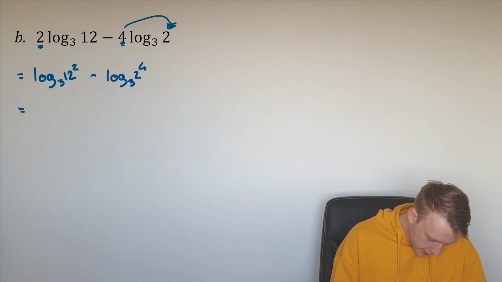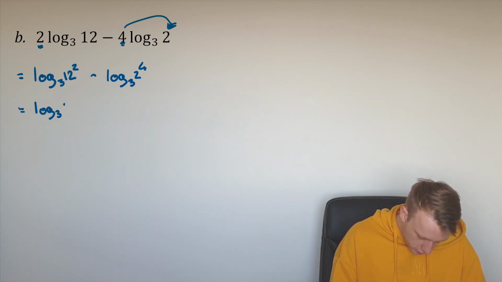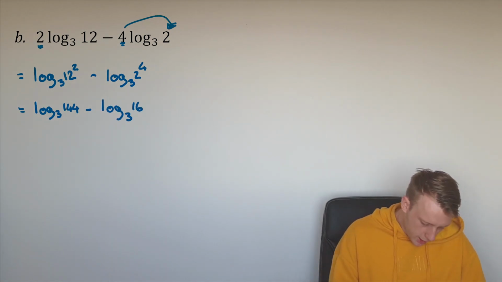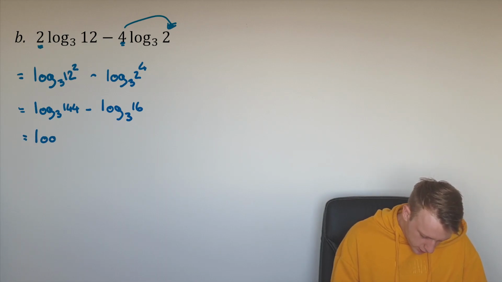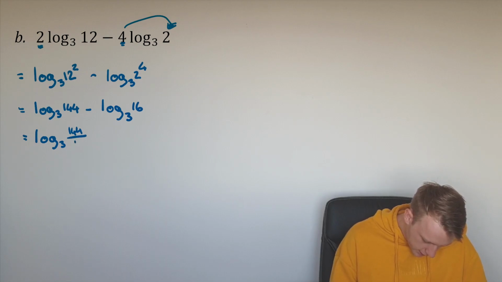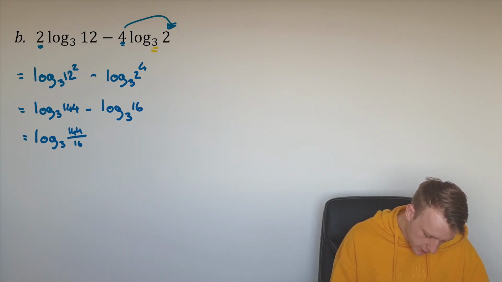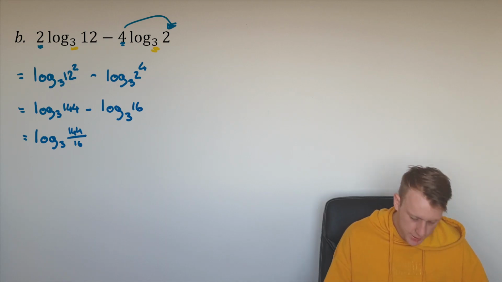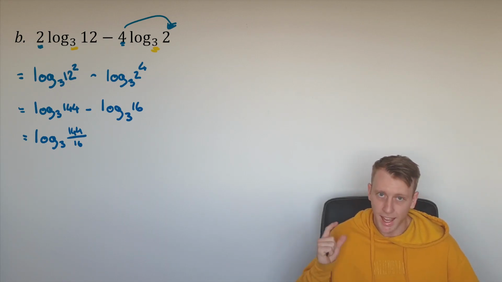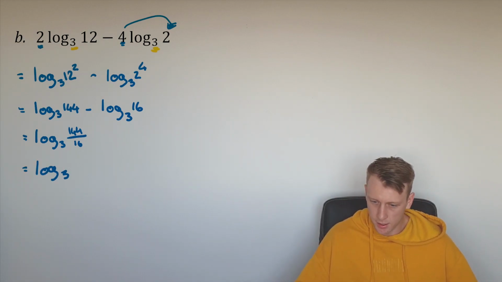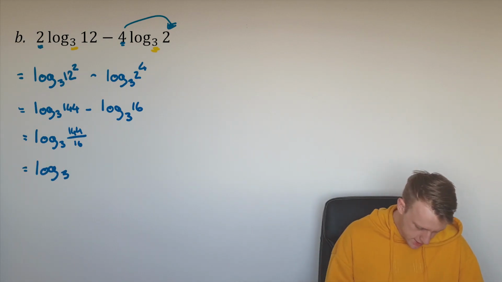Then we can simplify this out a little bit. Log base 3 of 144, subtract log base 3 of 16. And then we can go through and evaluate this: log base 3 of 144 divided by 16. It's super important to note that all of these bases have been the same. That's why we can apply these log laws. They have to be the same. And then we've got 144 divided by 16, which gives us 9.